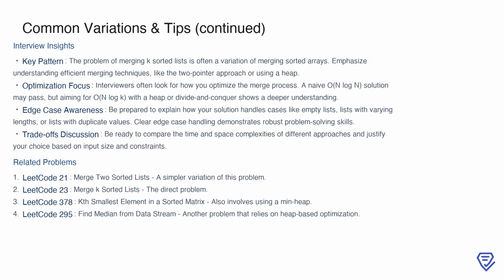Finally, this problem connects to other related problems, such as LeetCode 21, which focuses on merging two sorted lists, a simpler variation. LeetCode 378, which involves finding the kth smallest element in a sorted matrix, and LeetCode 295, which relies on heap-based optimization to find the median from a data stream, are also worth exploring to deepen your understanding of similar concepts.